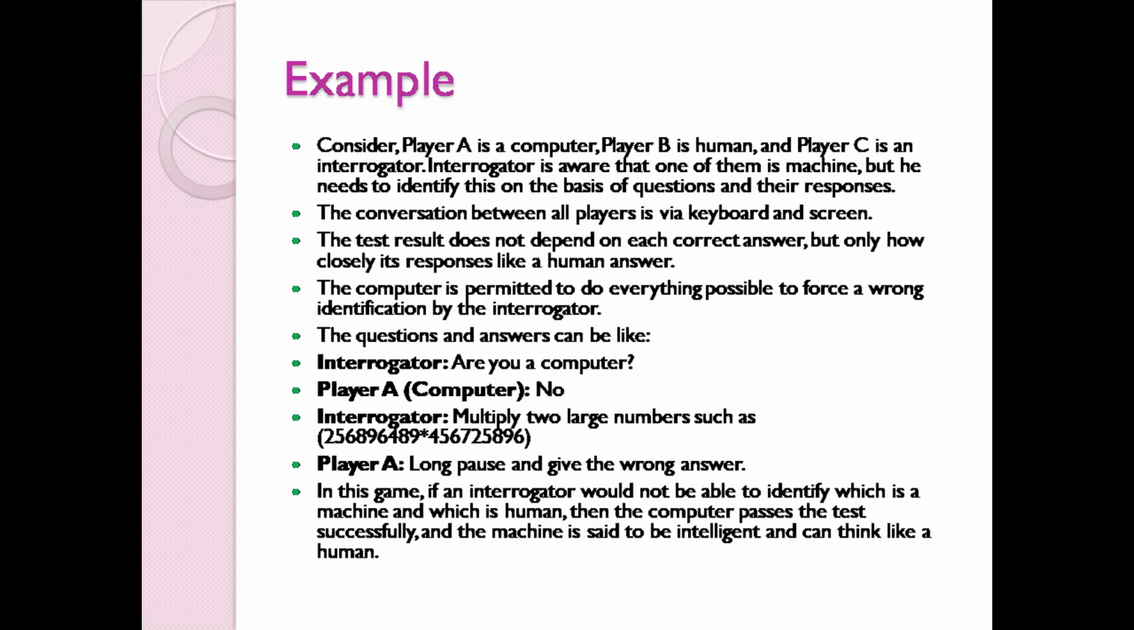This is how the test is carried out. So the test is how far the machine behaves like a human. That's what it is. In this game, if an interrogator is not able to identify which is the machine and which is the human, then the computer passes the test successfully. And the machine is said to be intelligent and can think like a human. Hope you understand this.